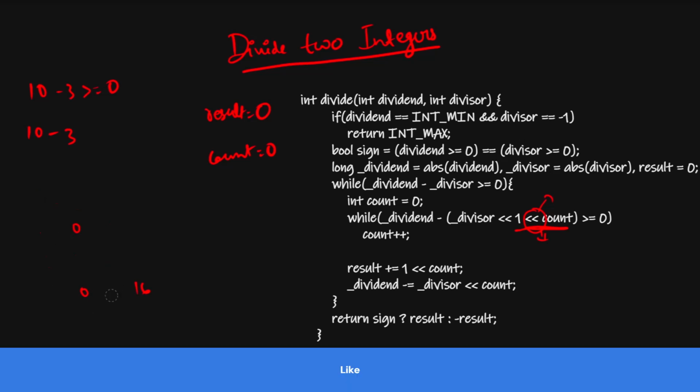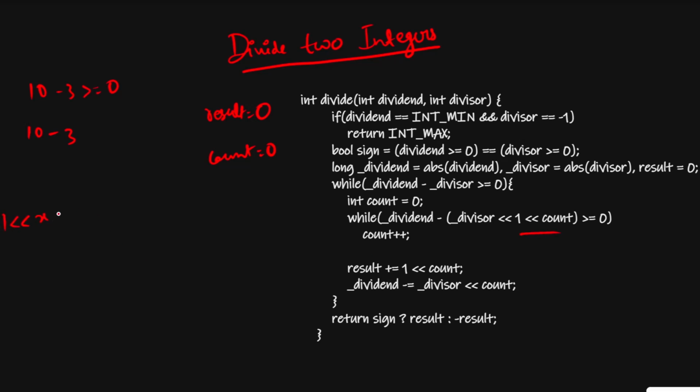So now what we are doing is this, and you can easily remember that 1 left shift x is known as 2 power x. So first of all we are checking whether 10 minus 6 is greater than equal to 0. Yes, it is. So we will increment our count by 1. Now we will find 2 power 1, which is equal to 2. So now I will check 10 minus 3 into 2, which is 6. Is 6 greater than equal to 0? Yes, it is. So I will make the count 2.